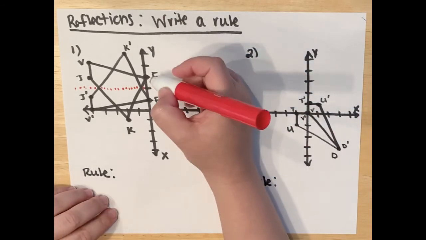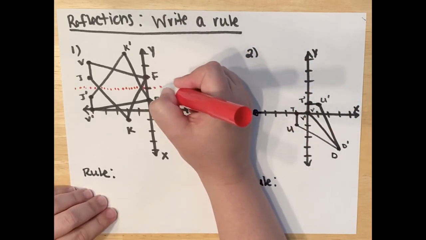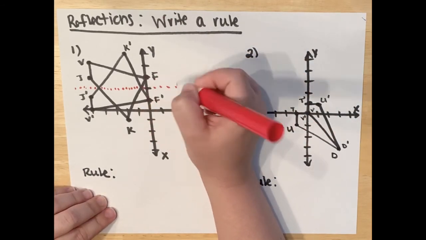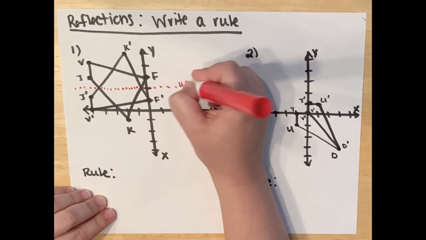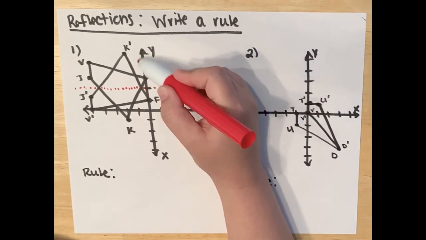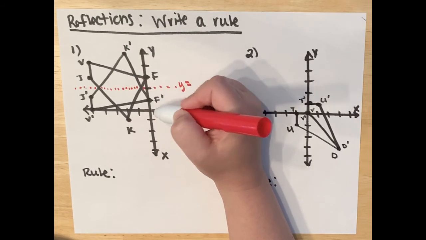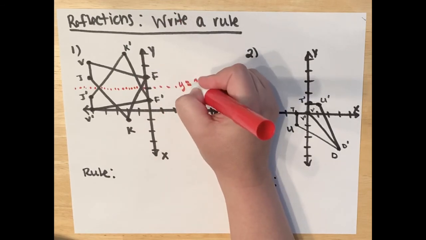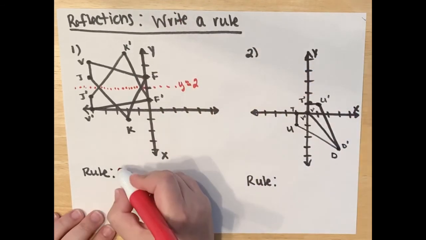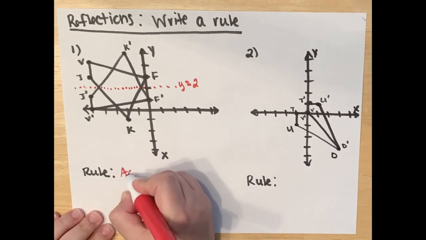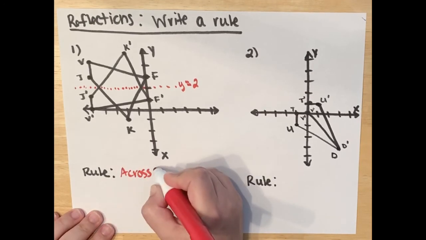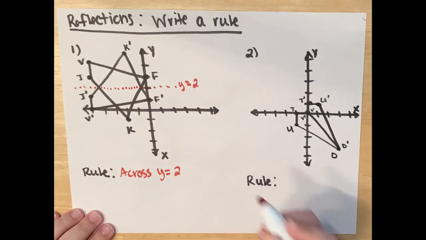So it looks like the line that created that was on the y-axis. So this is y equals, because it's going through a y value on the y-axis. And it looks like it's at y equals 2. So this rule would be across y equals 2.